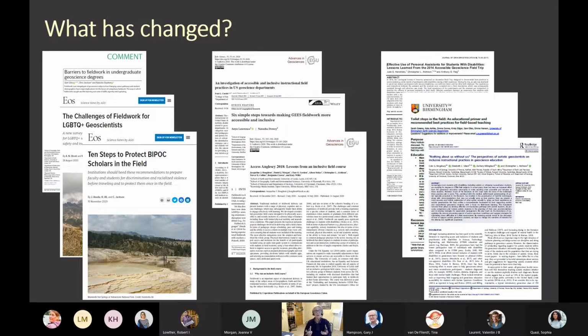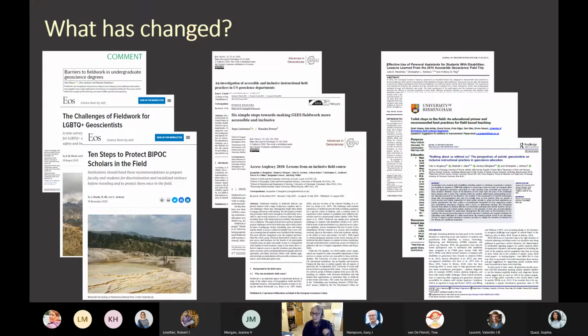And if we just look in the published literature, we see a whole wealth of publications that have emerged that are looking at protected characteristics, that are offering tips for best practice, and that are offering strategies for students with very specific types of challenges and needs. So this is just fantastic.